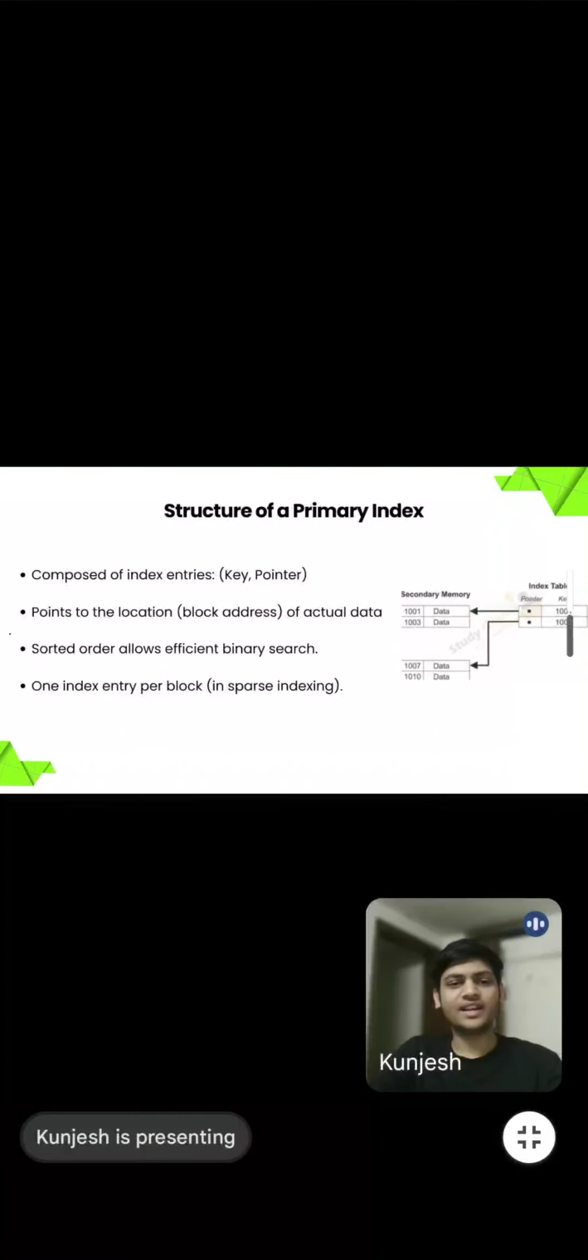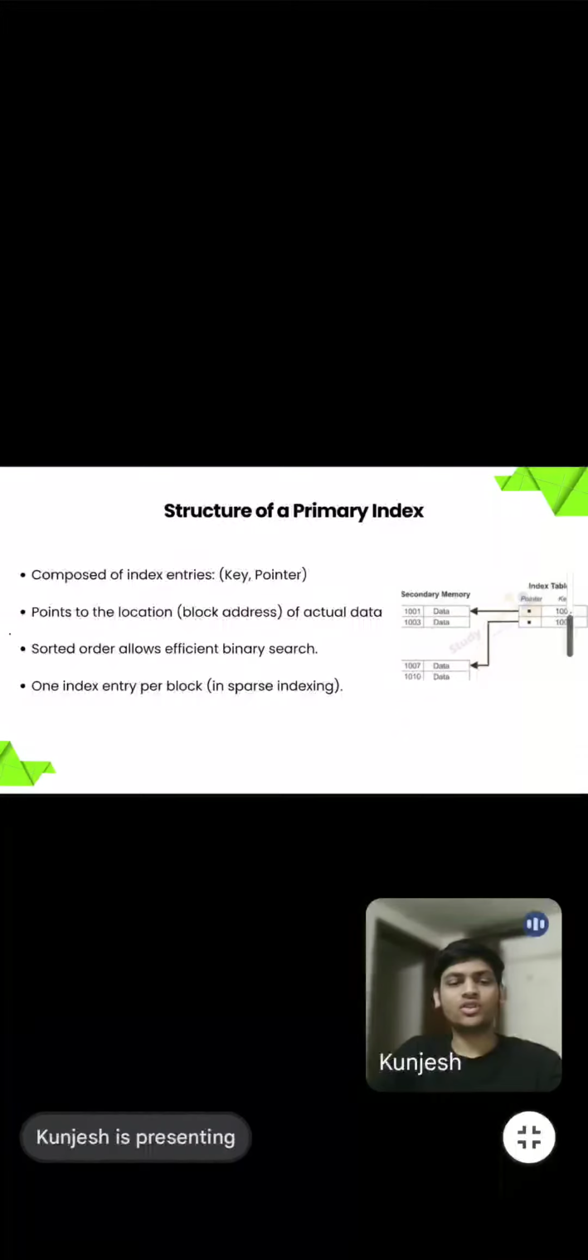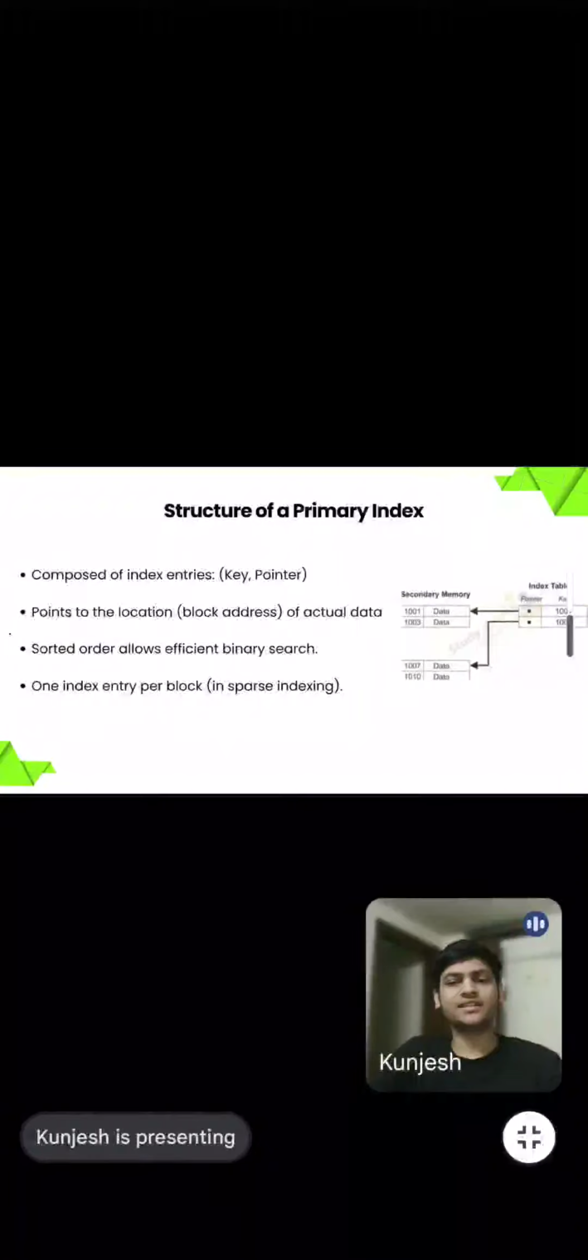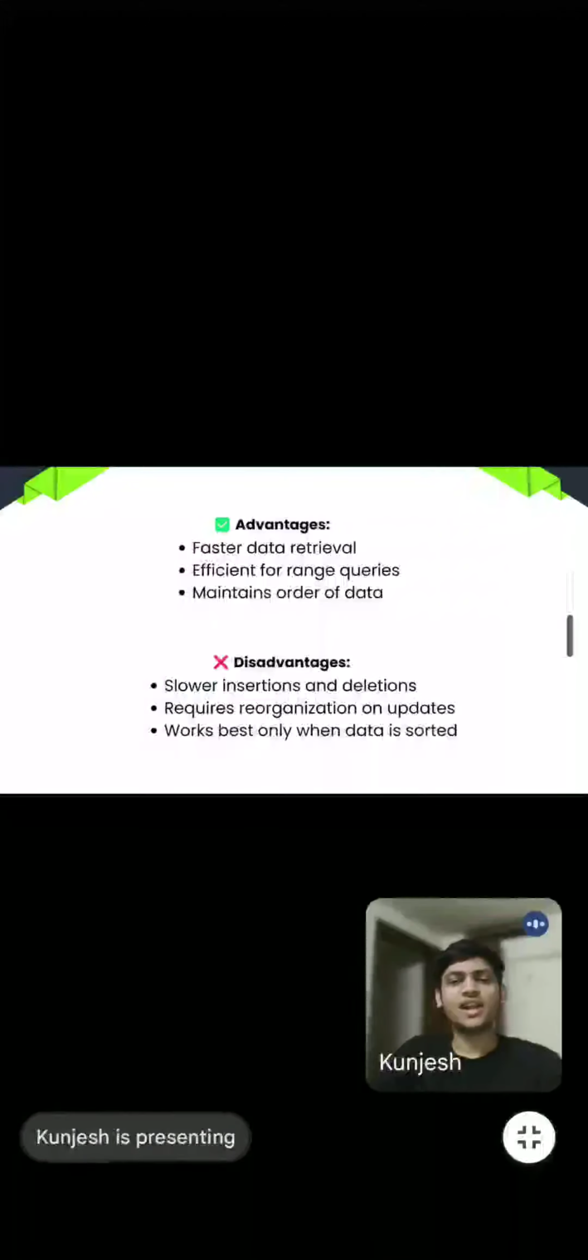It is composed of index entries which consist of pointer and key which points to the location, specifically the block address, of the actual data. Sorted order allows efficient binary search. One index entry per block in sparse indexing only. On right hand side you can clearly see an index table, a pointer, a key and secondary memory where it points to. Now here are some advantages and disadvantages of primary indexing.